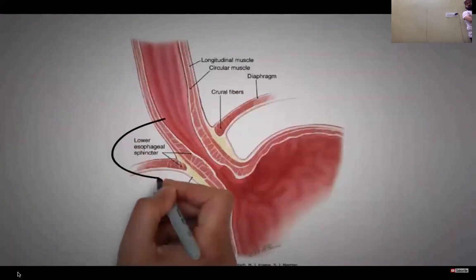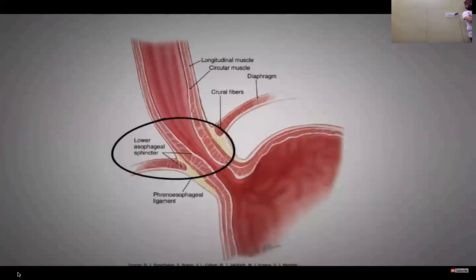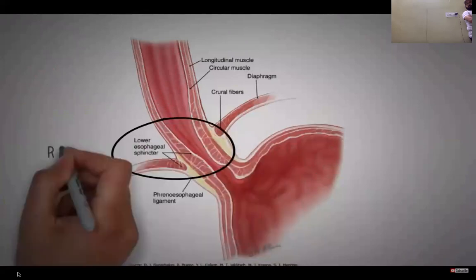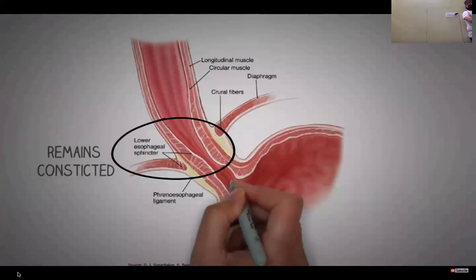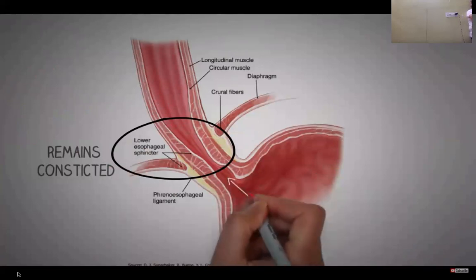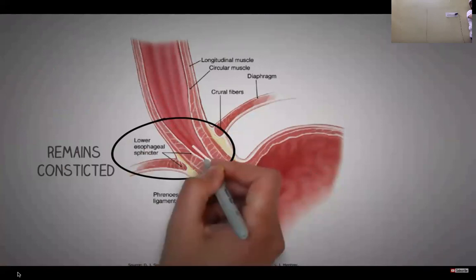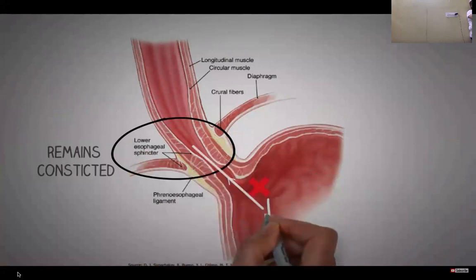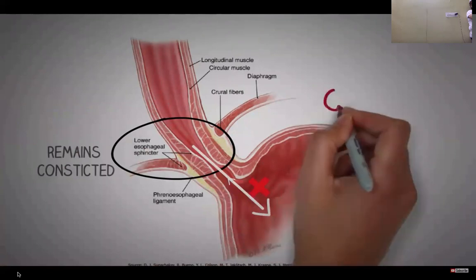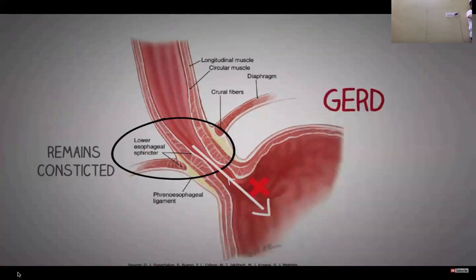These muscles are very strong at the lower end to form the lower esophageal sphincter, which has a valve-like function. It remains constricted at all times to prevent the contents of the stomach from entering into the esophagus, except when we eat and drink to allow one-way movement of food. When this muscle loses its tone, it leads to many diseases like gastroesophageal reflux disease.